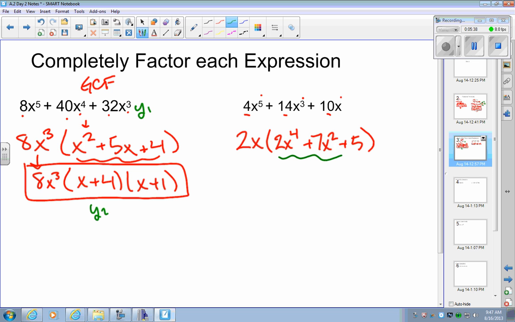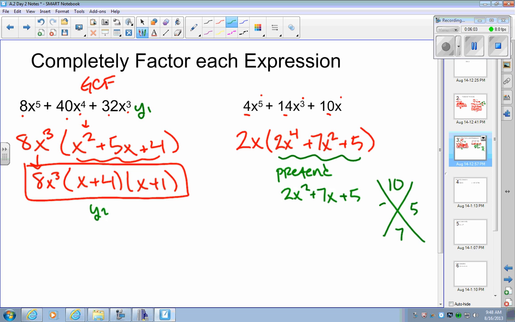Now, this in here is basically what we started with in those first two examples. If you don't like the x to the 4th, just pretend it's 2x squared plus 7x plus 5. Do an x method. 2 times 5 is 10, and 7, how are we going to get there? A 5 and a 2. It's nice when everything's positive. So the things on the side are your groupings. So 2x squared plus 2x plus 5x. Remember, that's how we're breaking up the 7. GCF these.